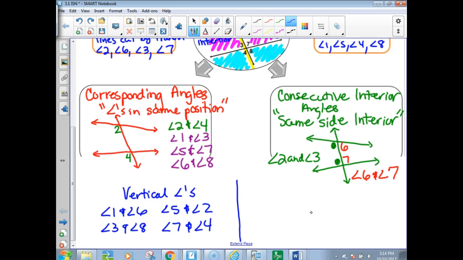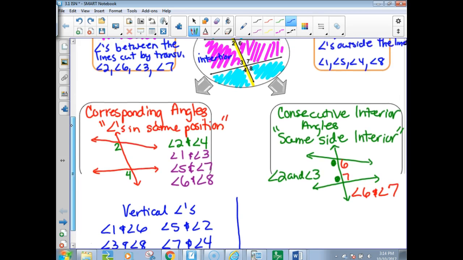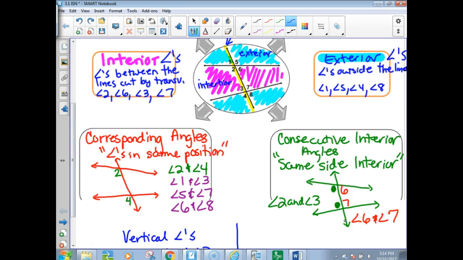Can somebody tell me another type of angle pair we could name that's in the diagram that we've studied? What would you say about 1 and 5? Guys, you had a quiz with that. Most of you got this right. 1 and 5 are adjacent, but they're also a linear pair. Okay, so linear pairs, LPs.